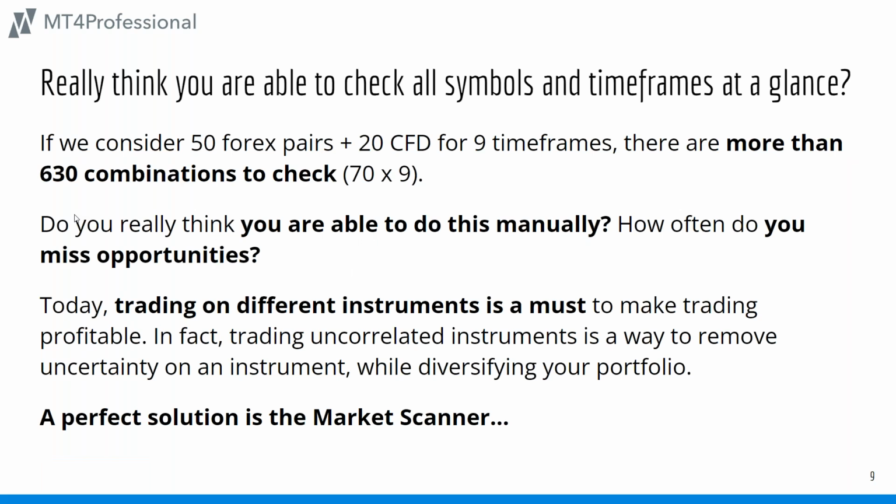So if you look at MT4, look at all the symbols and timeframes that you have access to in order to determine whether you want to take a trade or not. If you look at the 50 different Forex pairs, 20 CFDs, and 9 different timeframes, there are more than 630 combinations to check and go through. Do you really think that you're able to do this manually? And how often do you miss opportunities going through that many symbols?